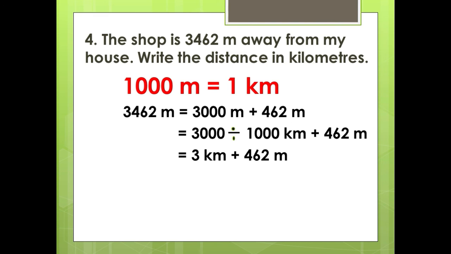See the units carefully. It is kilometer. This is meter. So we should not add these two numbers. So we can write as it is. 3 kilometer 462 meters. This is the answer for this sum.